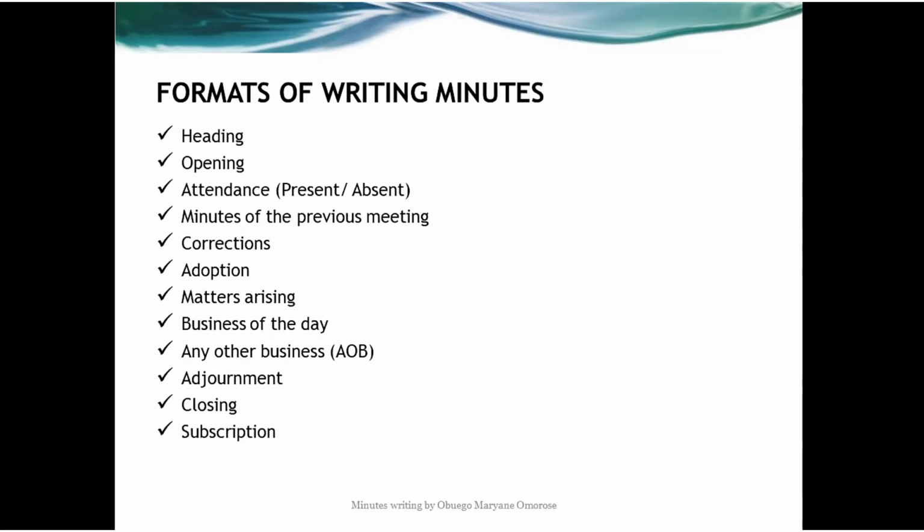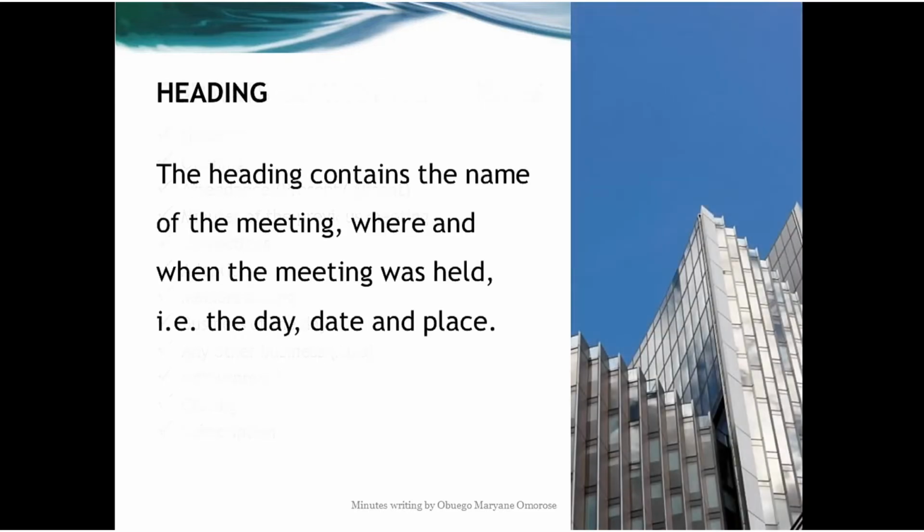So in the format of minute writing, we have the heading, opening, attendance, minutes of the previous meeting, corrections, adoption, matters arising, business of the day, any other business, adjournment, closing, and subscription. This is what should be contained in your minute. The heading contains the name of the meeting, where and when the meeting was held, the day, date, and place.